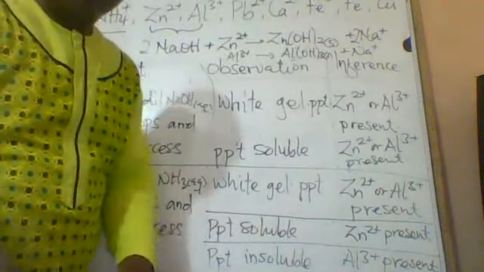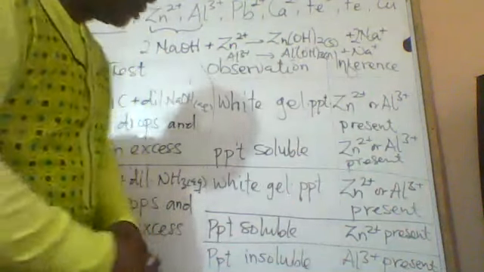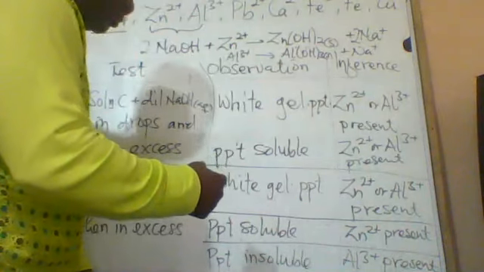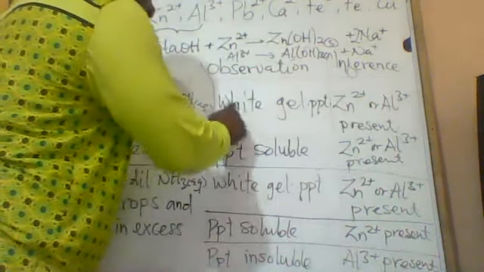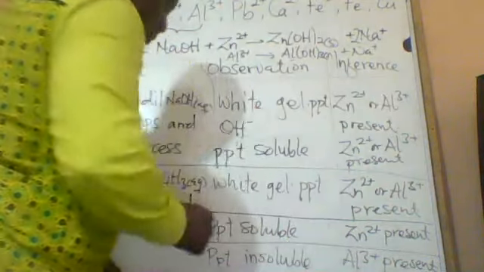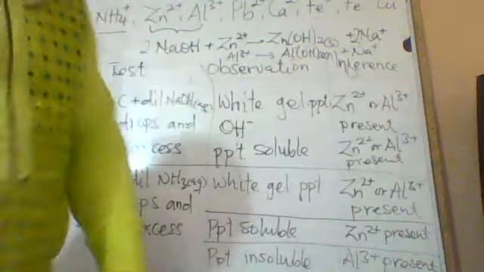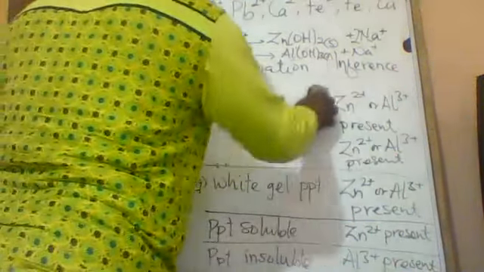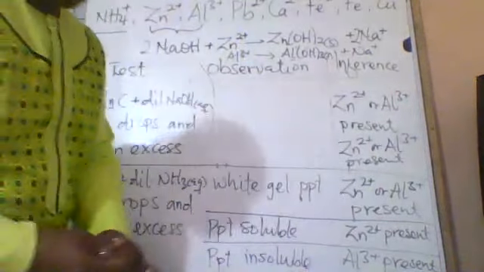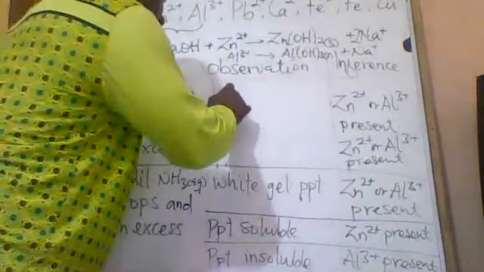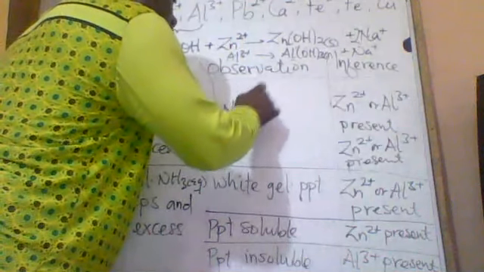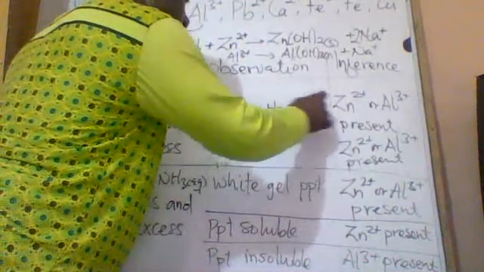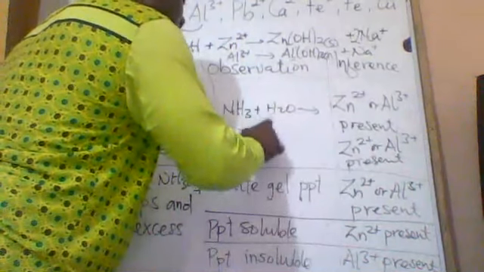When it comes to the ammonia, please, the ammonia solution also contains hydroxide ions. The ammonia solution contains hydroxide ions. In actual fact, when ammonia is dissolved in water, you're supposed to get ammonium hydroxide.